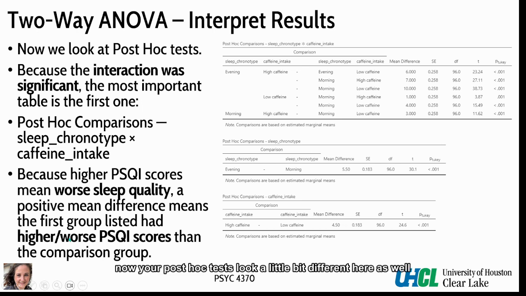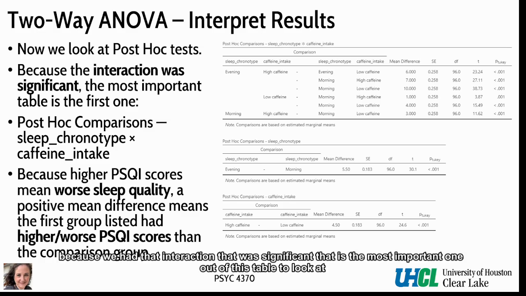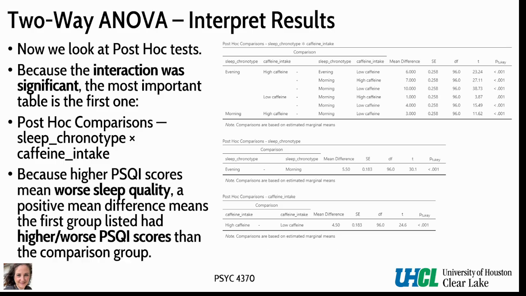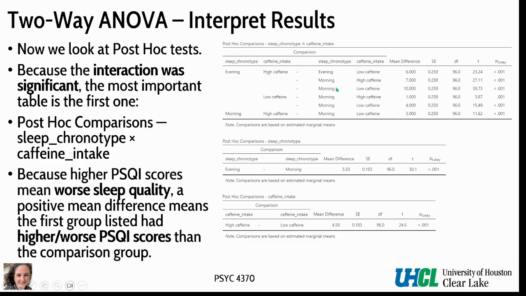Now, your post-hoc tests look a little bit different here as well. Because we had that interaction that was significant, that is the most important one out of this table to look at. So, if you look at your post-hoc comparisons, you had your different groups. You have sleep chronotype, and then you have high caffeine. You have all of those different comparisons here, and they're all marked as being significant with our Tukey's test.